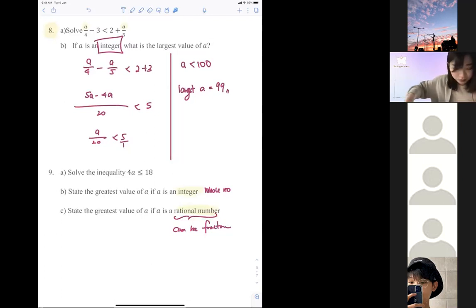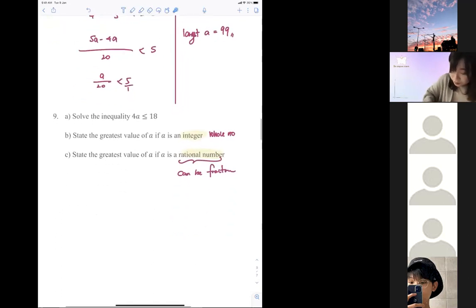All right. Anyone else? Only Evian sent me. Okay, so I'll help you a bit. For part A, 4a is less than or equal to 18. A is less than or equal to 9 over 2, which is 4.5.